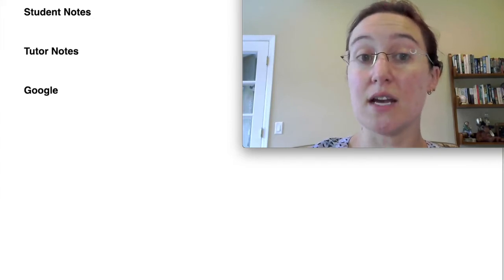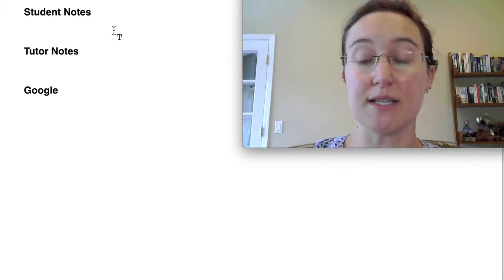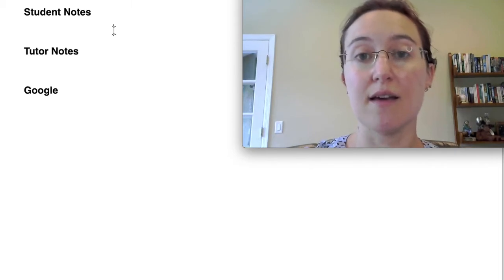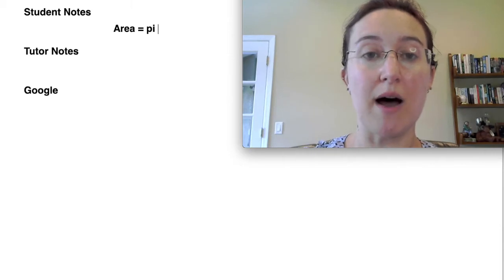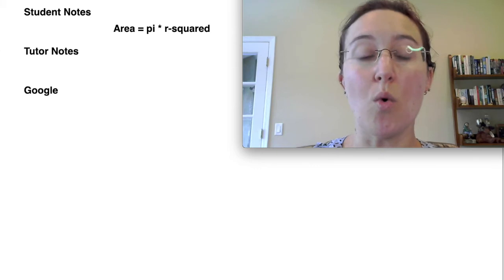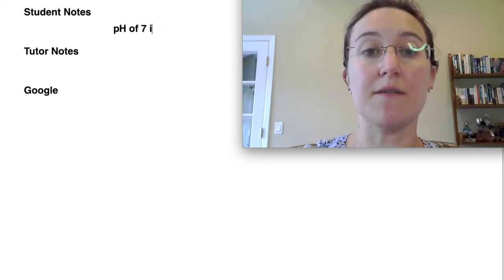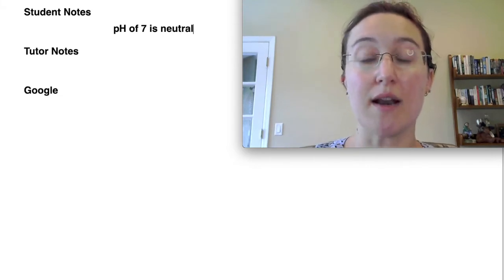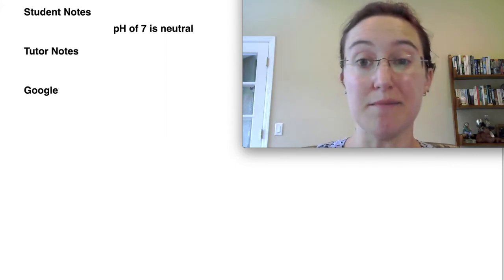I can take notes for the student. Let's say we came up with a math or a science concept that they needed to review. I might write something down like area equals pi r squared, or pH of 7 is neutral. I can type out notes so that I make sure the student has the information correct, and it's a little bit easier to read than my handwriting.